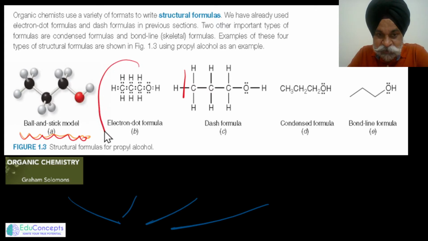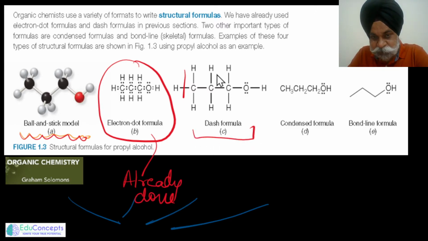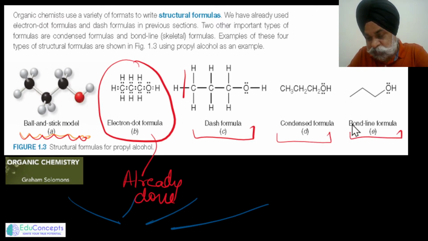So this part we have done with, if you are recalling, this we have already done. And we also have spoken about the dash formula. So this representation is a dash formula. This is not exactly how the molecule looks in space. That is shown by the ball and stick model. We will be answering it. And this is the condensed formula. And this is the bond line formulation or bond line representation.